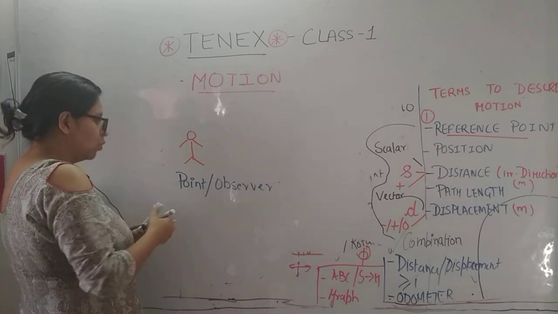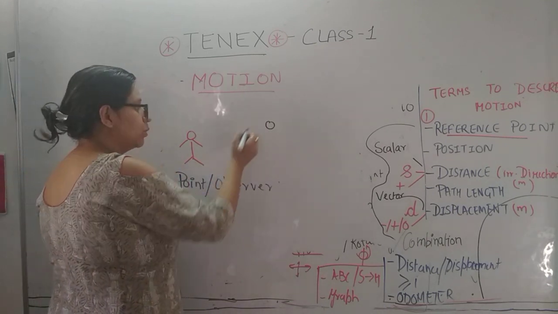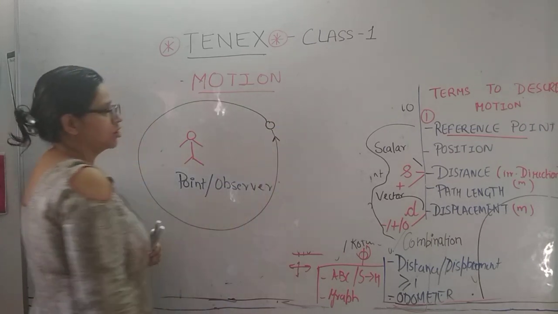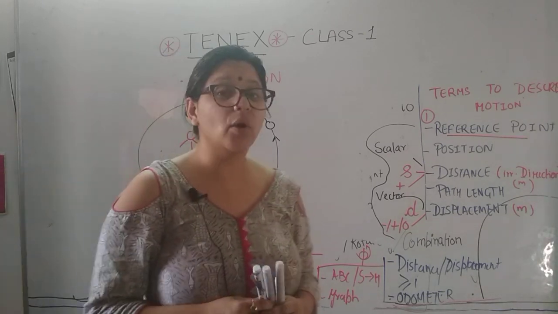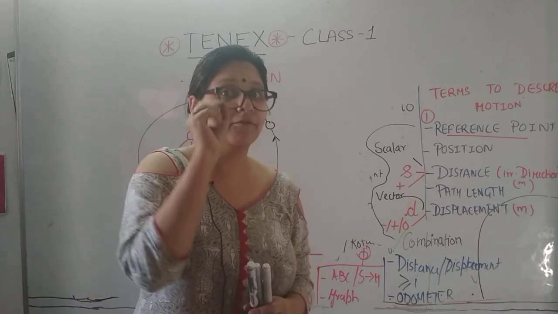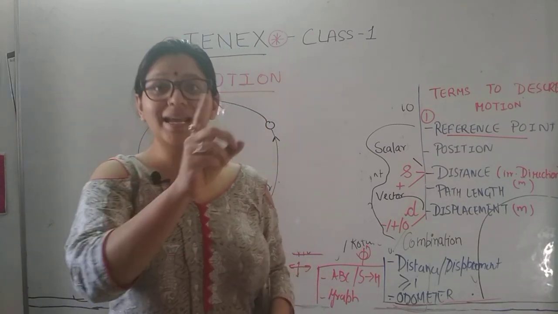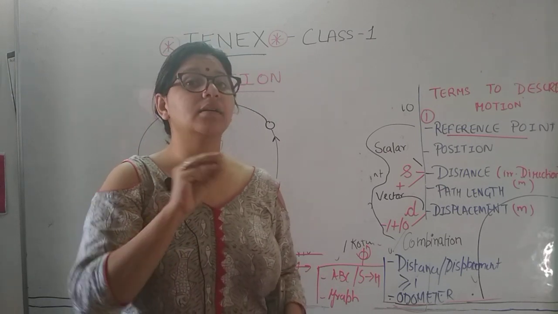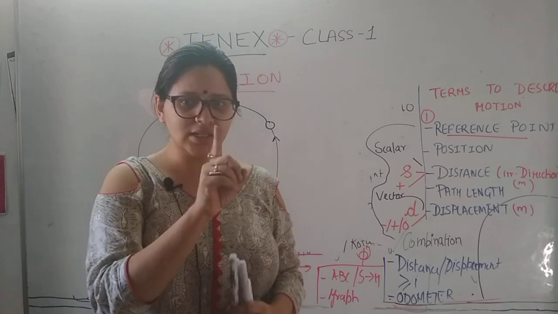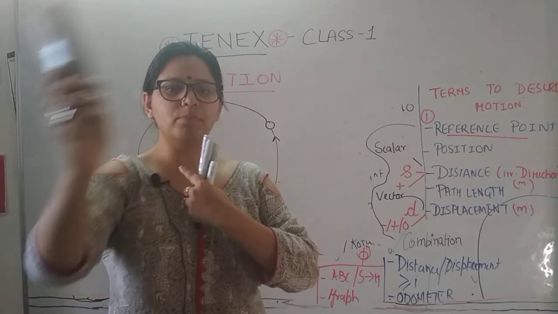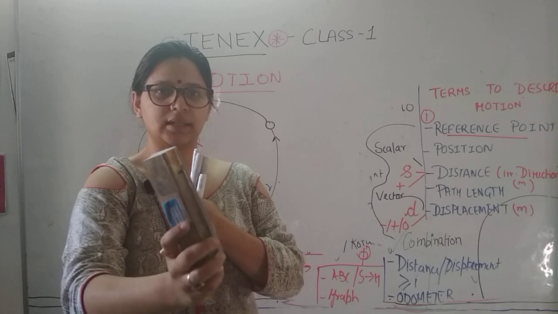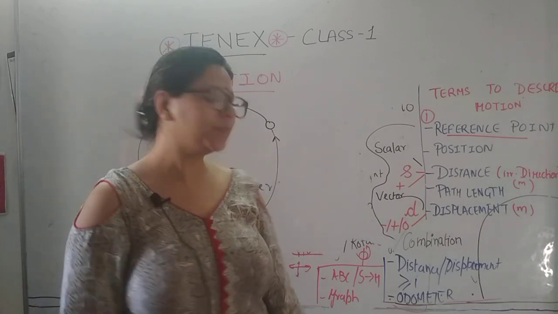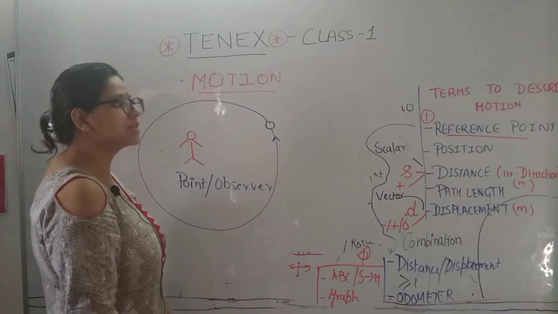with respect to which an object changes its position. So a reference point is a physical point or probably an observer. Either it is a physical point or it is an observer in nature, with respect to which an object changes its position, and I call this a reference point. Okay, children? So I call this a reference point.